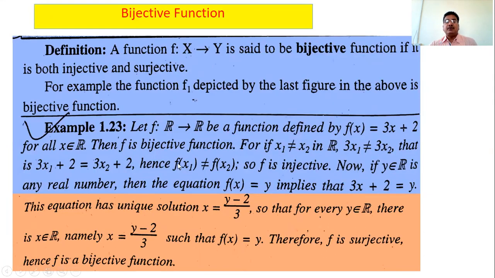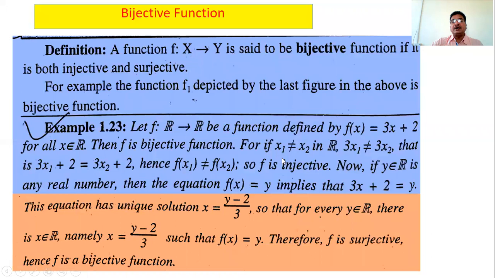So the important question on this bijective function is what? Let f from R to R be a function defined by f(x) is equal to 3x plus 2 for all x belongs to R, that is the real valued function. Then show that f is bijective. So what is the answer of this problem?